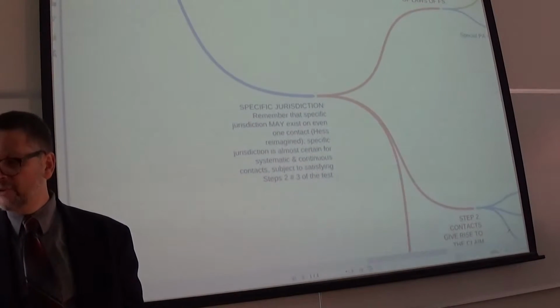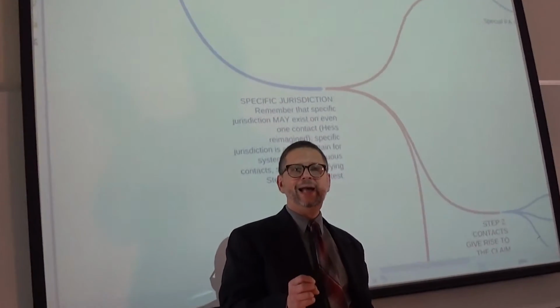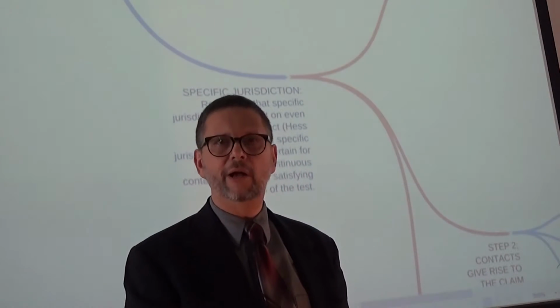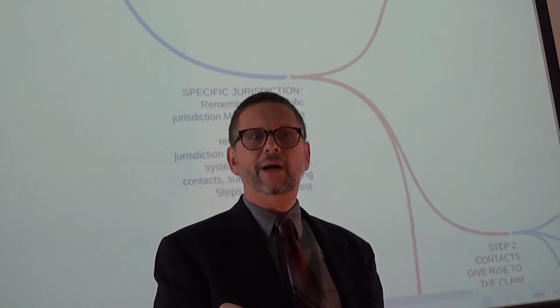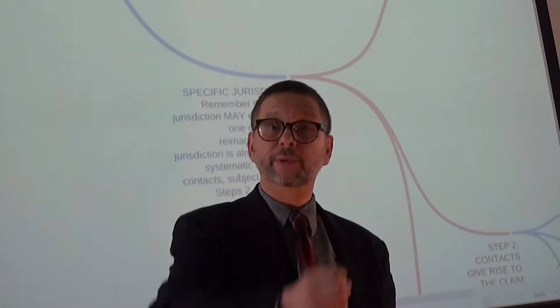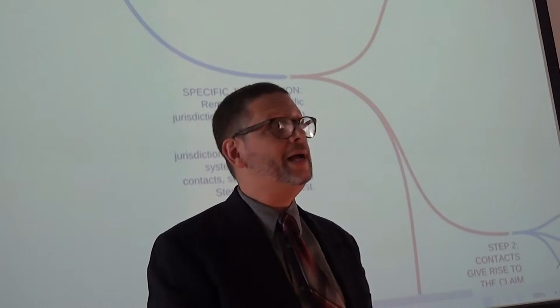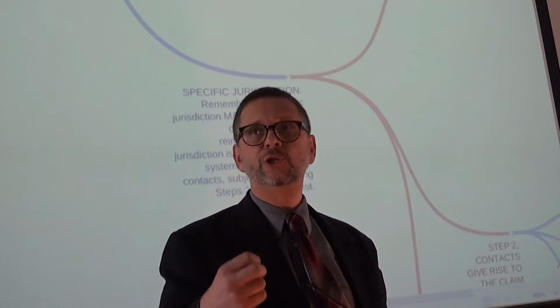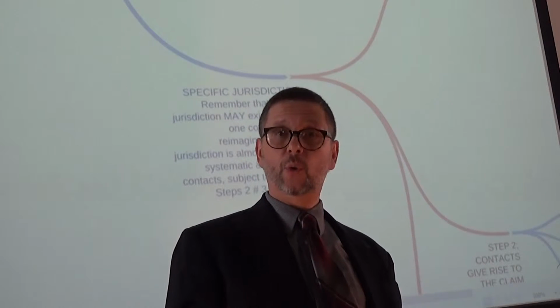The second basis for in personam jurisdiction under the modern basis, under the minimum contacts test, is specific jurisdiction. For specific jurisdiction, that is case-specific jurisdiction. In other words, there has to be a sufficient relationship between the contacts with the state and the lawsuit. As Shute tells us, the contacts must give rise to the claim. And we'll talk in a separate video about the ways the courts address that.